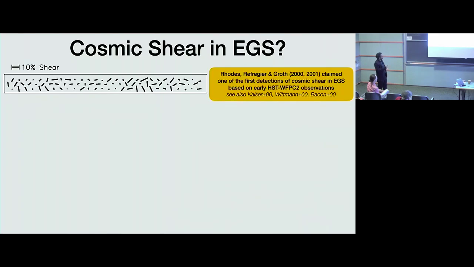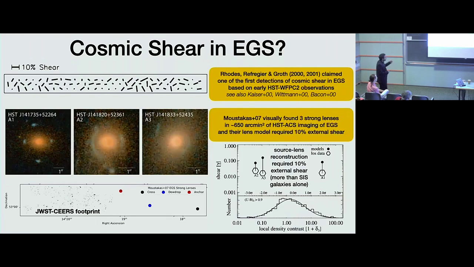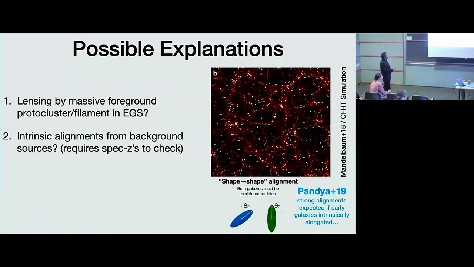because it turns out that the first detection of cosmic shear from space was in EGS. And in fact, there was a nice paper by Mustakas in 2007 who found 3 strongly lensed systems just outside of the Sears footprint. And they found that when they did the source lens reconstruction for these objects, they required an extra 10% external cosmic shear in addition to the shear from the massive foreground galaxy to reproduce the distorted shapes of the background galaxies. So interesting, coincidence, I don't know.